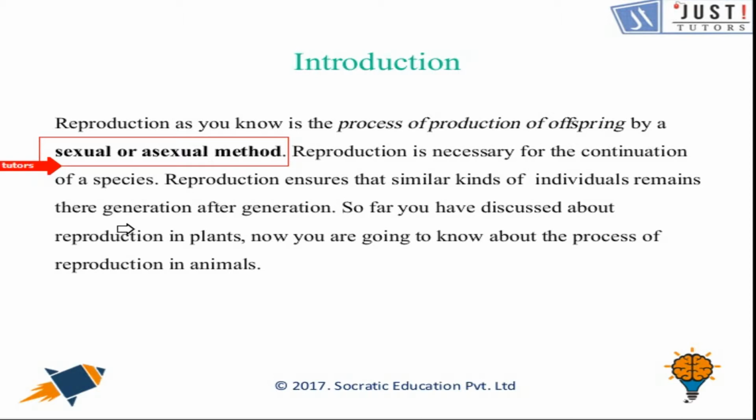So far we have discussed reproduction in plants. If you remember, we have discussed various methods of reproduction in plants. For instance, we have discussed vegetative propagation, which is a reproduction method in plants. So similarly, we are going to discuss a few methods of reproduction in animals.